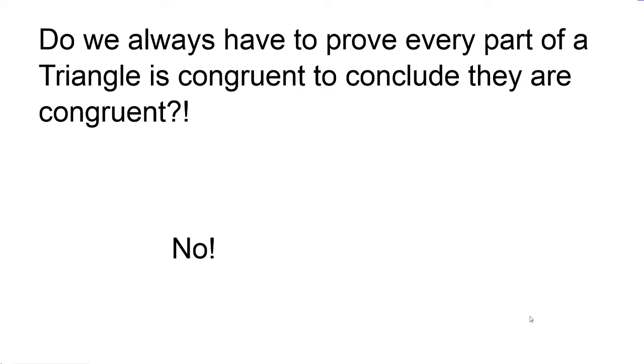So, do we always have to prove every part of a triangle is congruent to conclude they are congruent? No, we don't. In the last lesson we spent a ton of time proving that triangles are congruent, and we had to prove every single side and every single angle was congruent, because that was the definition of congruent. Well, it turns out we don't have to do that. We can prove only a limited amount, and because of the way congruence in triangles works, it guarantees all the rest of the parts will fall in line and be congruent. So we are going to learn about congruent shortcuts.